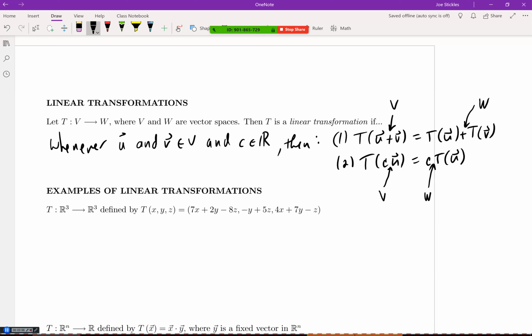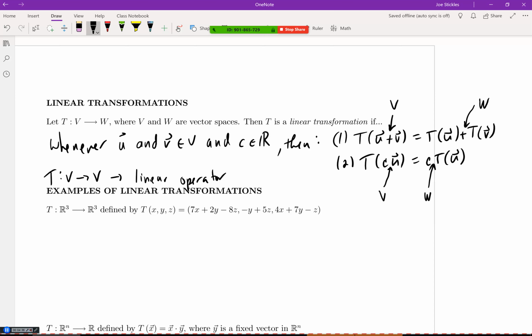One definition I did not mention on the video, so I'll mention it now, is that if your function maps V to itself, we refer to this as a linear operator. It's just a special name describing the fact that the domain and the codomain are the same here. So if you see the word operator, it still just means linear transformation. It's just that we've specified that the codomain has to be the same thing as the domain.